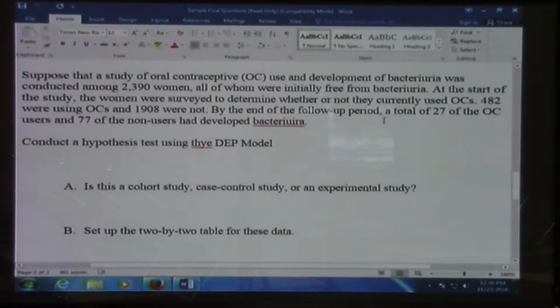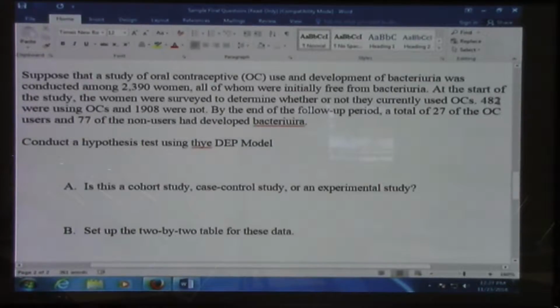By the end of the follow-up period, a total of 27 of the ones using the OC, the oral contraceptive users, and 77 of the non-users had developed bacteriuria. Okay, so you should start noticing some things right away. 27 of those using oral contraceptives ended up infected, 77 of the ones who didn't. So you see that there's a difference and that actually more of the non-users had developed the infection, but you can't just compare those numbers because there were different numbers of women using the oral contraceptives.